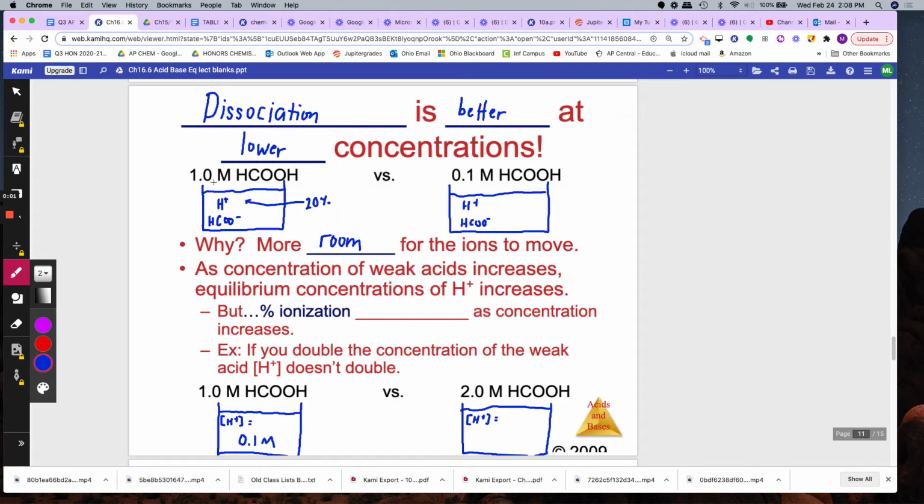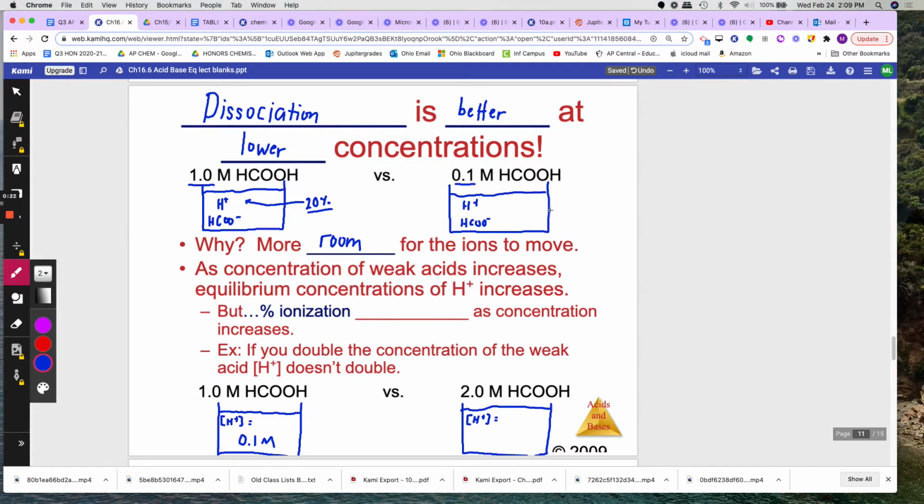We have here 1 molar HCOOH, or formic acid, and 0.1 molar HCOOH. If the percent dissociation of 1 molar is 20%, of course, remember that is based on the Ka. What do you think is the percent ionization if it's 0.1 molar? In reality, you would think it should be 20%, right? But it's actually a little bit higher than 20%. Let's say 25%.